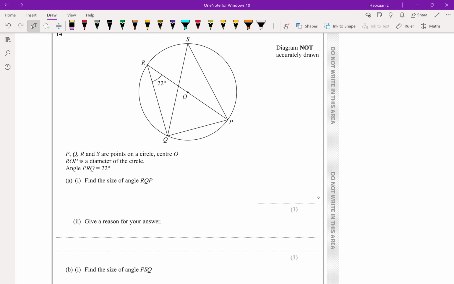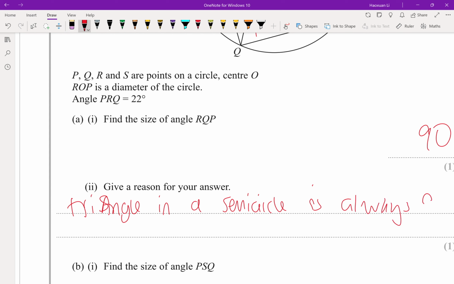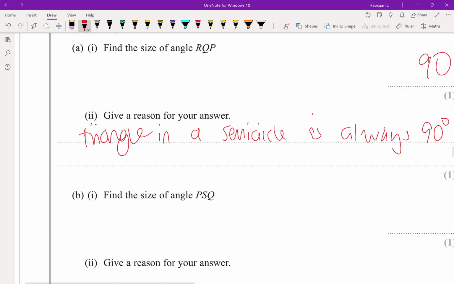a circle theorem question. So find the size of angle RQP. If you recall your circle theorem knowledge, this will be 90 degrees. Why? Because the angle in a semicircle, triangle, is always 90 degrees. This angle is also fine, but this is what is said.